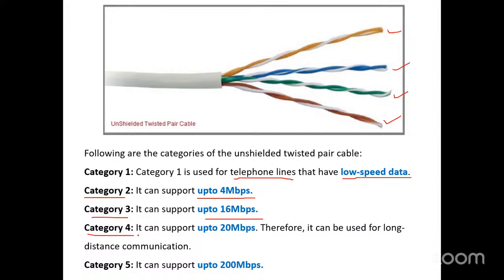Then category 4 UTP supports up to 20 Mbps, and therefore it can be used for long distance communication. If you want to do any communication over long distances, category 4 is best suited for this purpose. Then category 5 supports up to 200 Mbps. Very huge capacity it has, 200 Mbps.